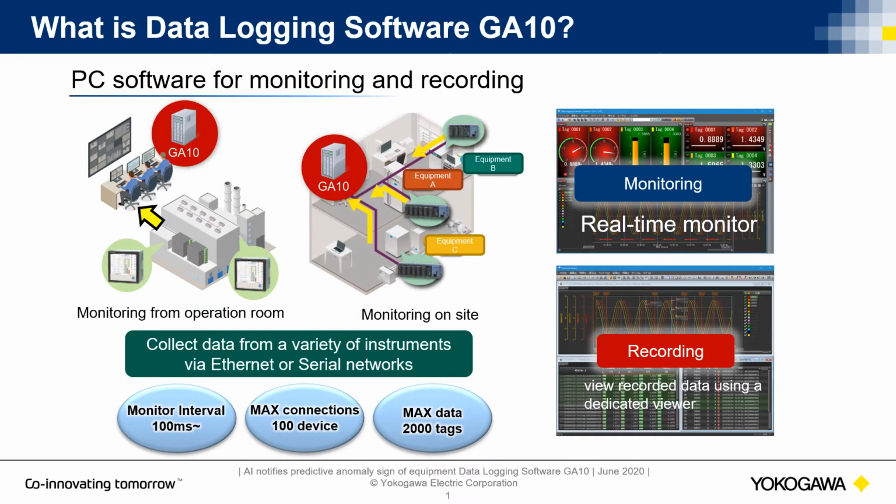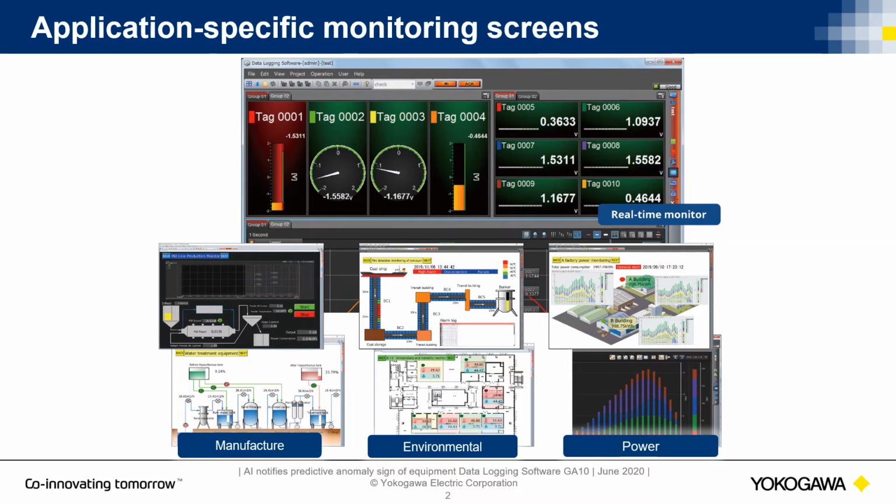GA10 is a PC software for monitoring and recording data from measuring instruments and sensors. Because settings are simple and it can be used immediately after installation, it is used in various settings for monitoring and storage of distributed facility data. In addition, monitoring screens can be customized to your unique applications. These features enable use of the GA10 in a wide range of fields, including production line monitoring, environmental monitoring, and power monitoring.